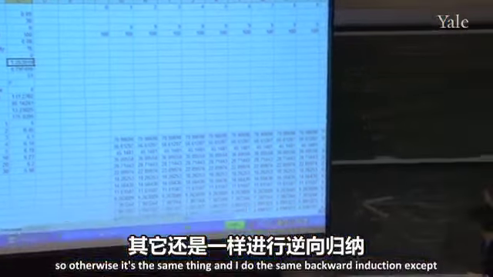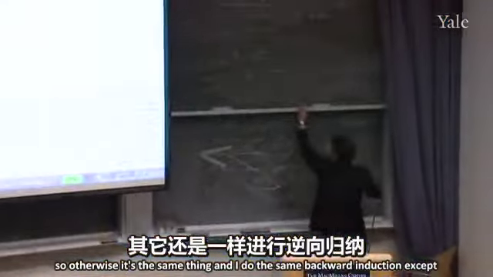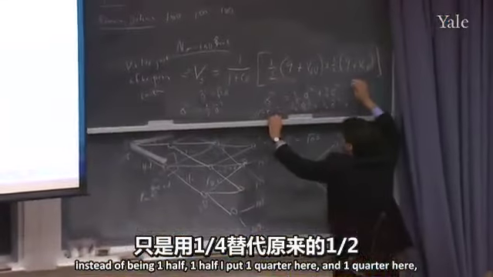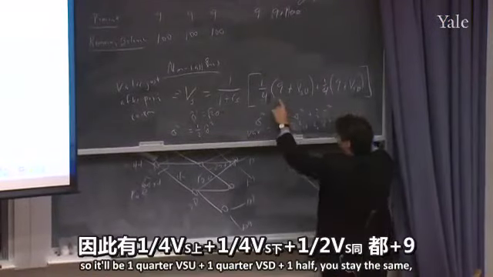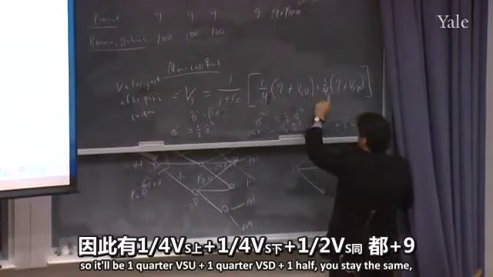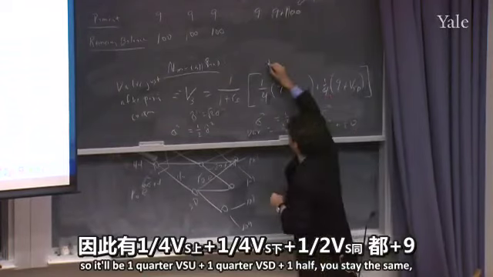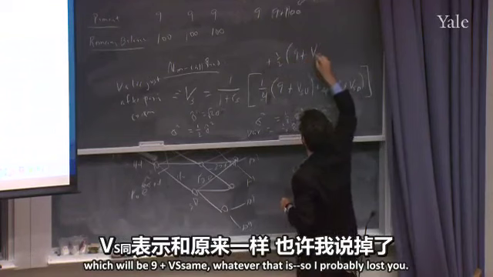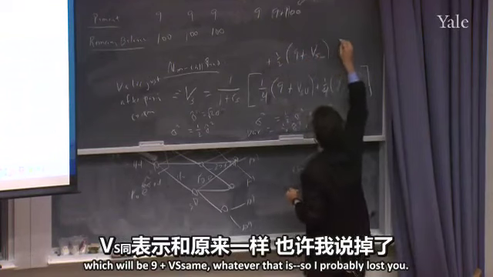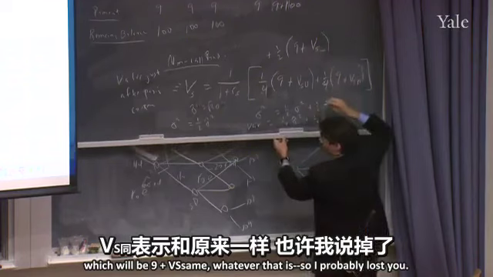Otherwise, it's the same thing, and I do the same backward induction, except instead of being a half, I put a quarter here and a quarter here. So it'll be a quarter VSU plus a quarter VSD plus a half, you stay the same, which will be 9 plus VS same, whatever that is. So it's exactly the same. Okay, so I probably lost you.